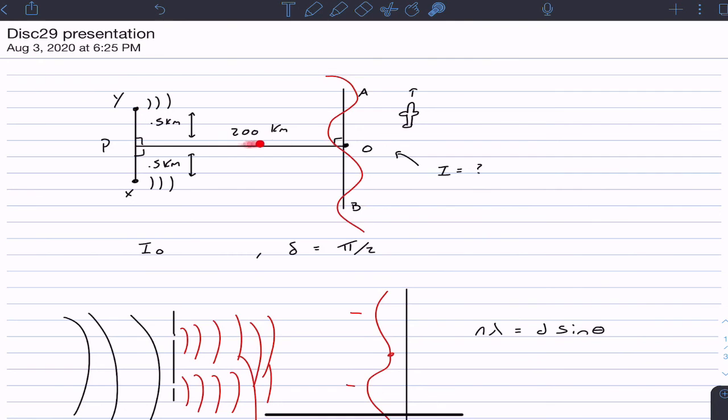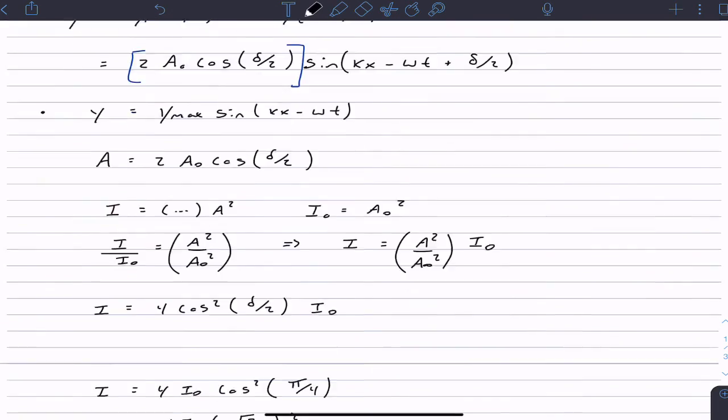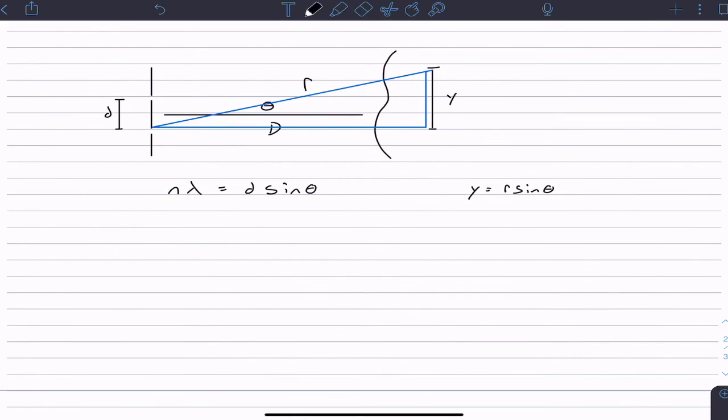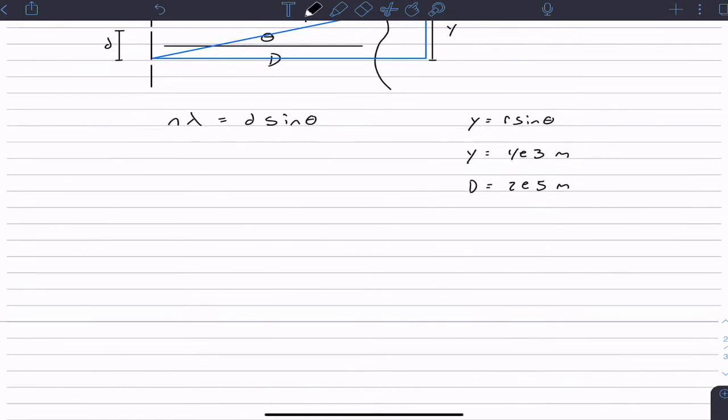this distance here to here is 200 kilometers. And this distance between these maxima was 4,000 meters, right? So let's write these down. So this y is equal to 4e to the 3 meters. This distance is equal to 200 kilometers, which is equal to 2e to the 5 meters, right?